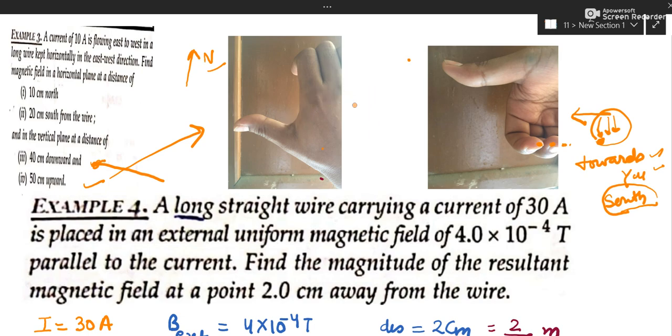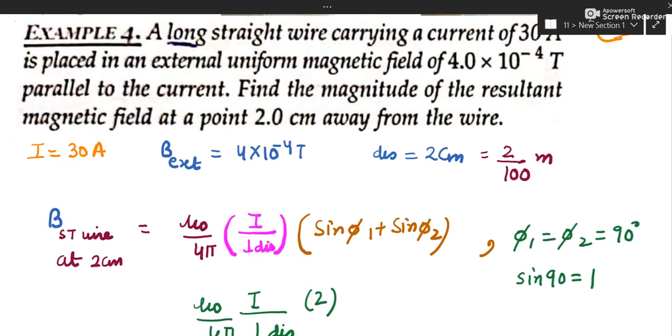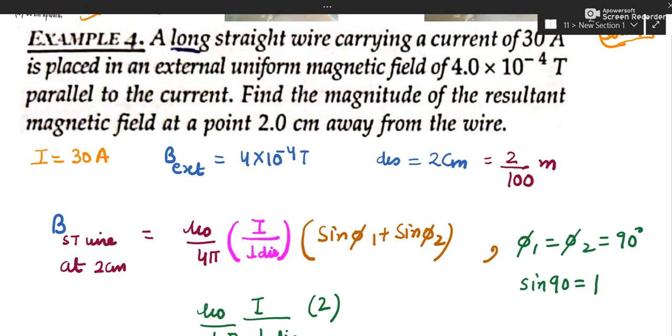that current is flowing from east to west. Okay, it is above the mobile screen. So make your fingers reach there. You will see the fingers are pointing away from you for second part. And what is away from you like this? North. South to north is direction. So let us see the next question.